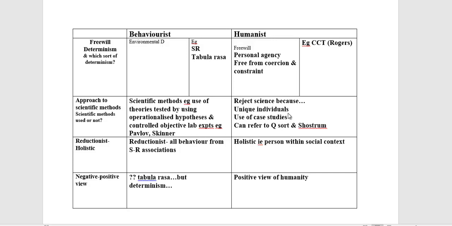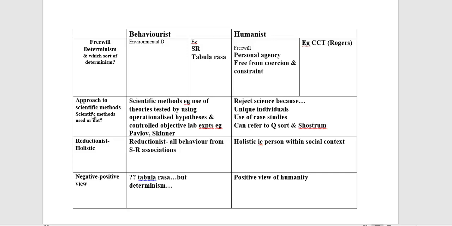And their argument is, why would we study whole groups when we're really trying to work out why one individual behaves as they do? In order to understand someone, we've got to see it from their subjective viewpoint, phenomenology, and so on. So they will, by choice, use case studies looking at small groups or individuals, and we can refer to their methods and the Q sort and things like that if we want to, and Shostrom.